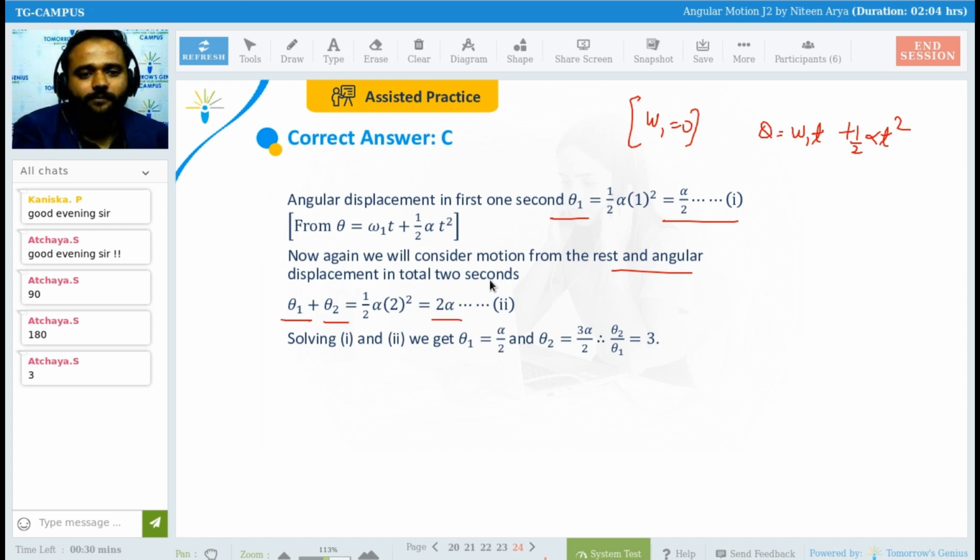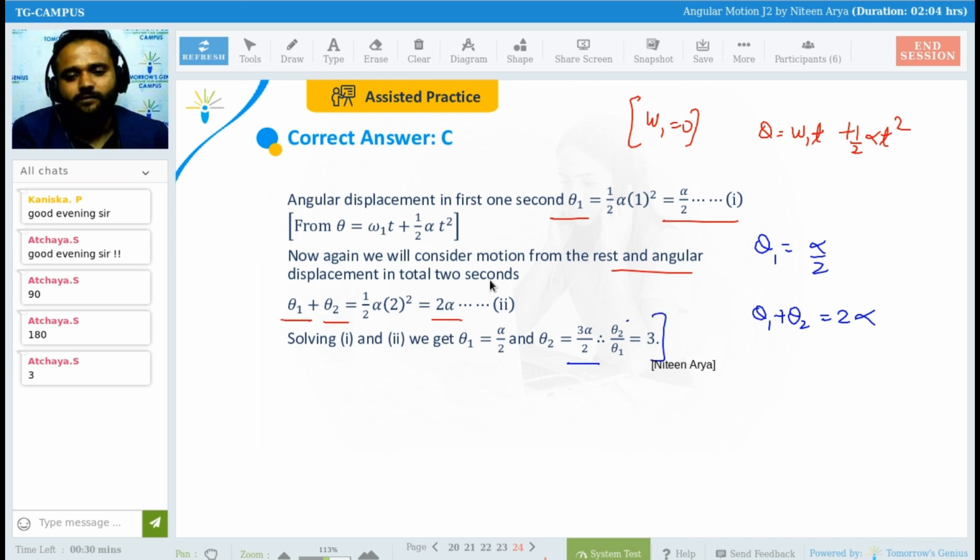So from equation 1 and equation 2, theta 1 is alpha by 2, and theta 1 plus theta 2 is 2 alpha. So when you put the value of theta 1 here, you get theta 2 as 3 alpha by 2. We need to find the ratio theta 2 over theta 1, that is 3. Easy one. Got it, everyone? Clear? Is this clear, Bhuvana? Clear, beta? Yes, I'm asking you.